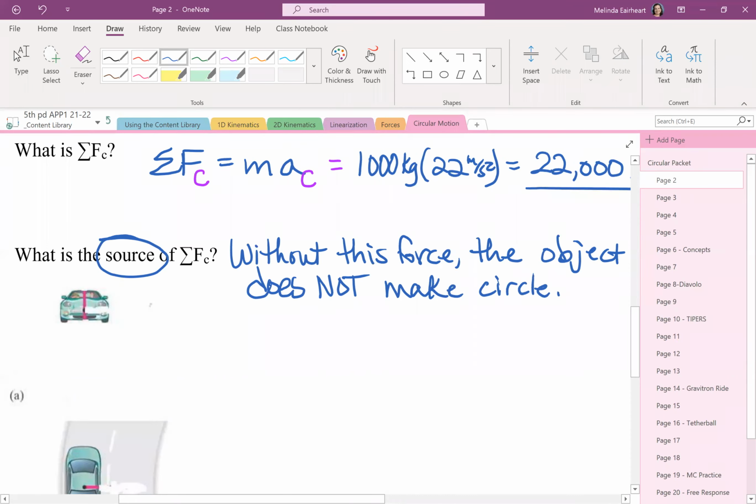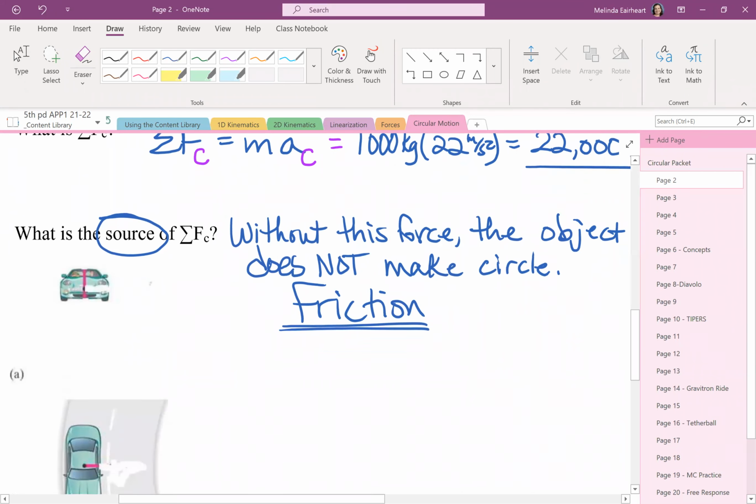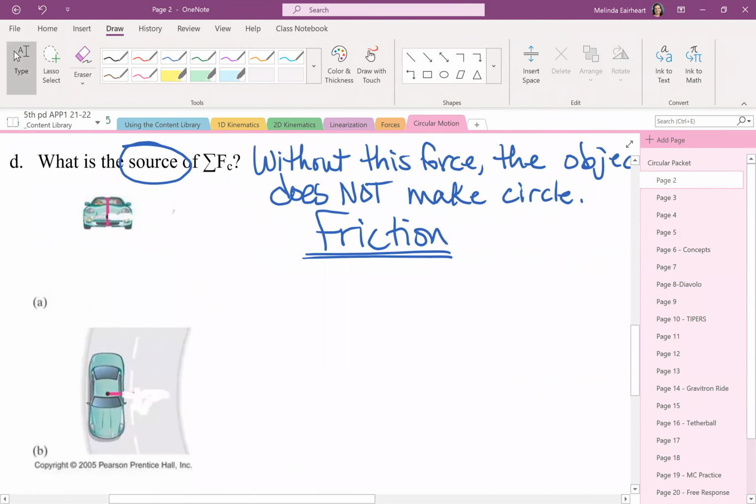So again, this is a car on a circular track. We assumed it's going to be a horizontal track. And so just like me walking around in a circle, without this force, we would not make the circle. What's the source? Friction. Friction would be our answer there. And it's maybe a little easier to see when we draw the force diagrams, okay? And so that's what the next part is.